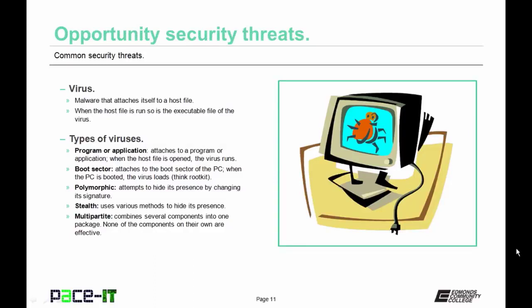There are polymorphic viruses. They attempt to hide their presence by changing their signature on a regular basis. There are stealth viruses. That would be like your rootkit. Then there are multi-partite viruses. They combine several components into one package. None of the components on their own are effective. Now, viruses can combine several of these into one package, and it would still be called a virus.